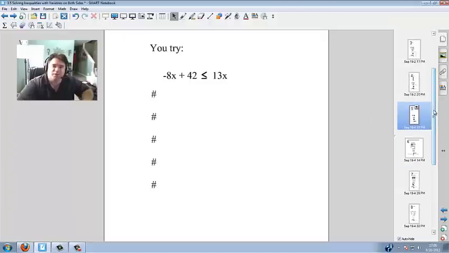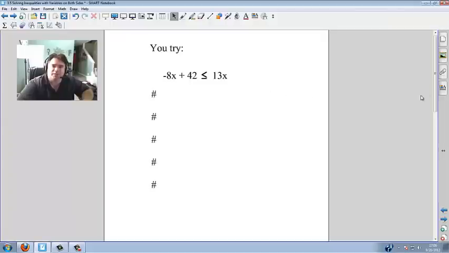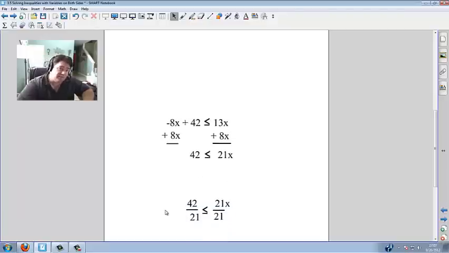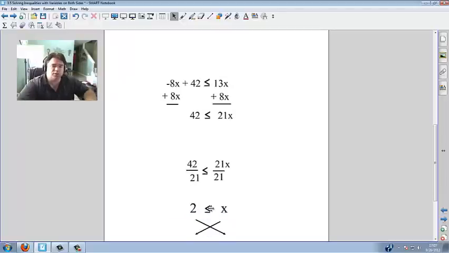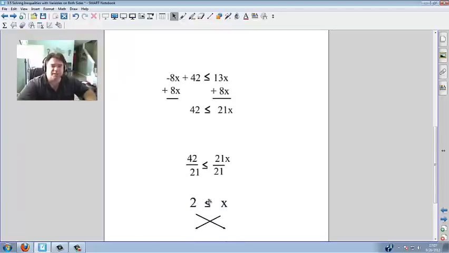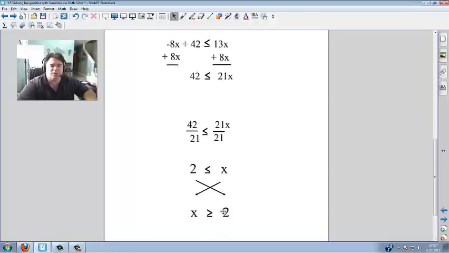Instead of minus 8x, we're going to add 8x to both sides. Why? I got to get rid of an x. So I have 42 is less or equal to 21x. Now, instead of times 21, we're going to divide 21 to this side and this side. 42 divided by 21 is 2. So 2 is less or equal to x. Then what we do is we switch. Sign switches, so it's x is greater or equal to 2.